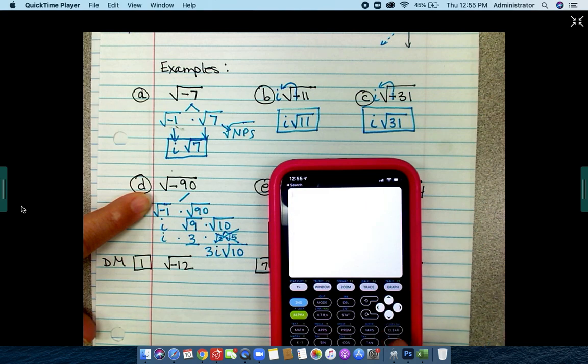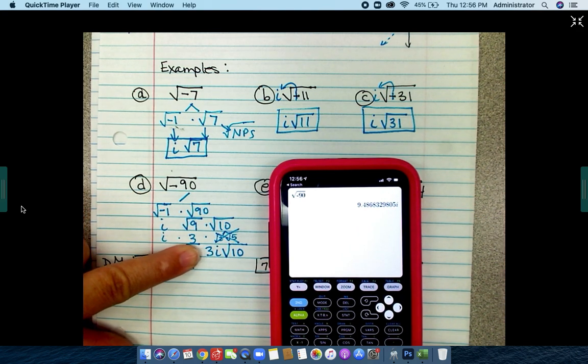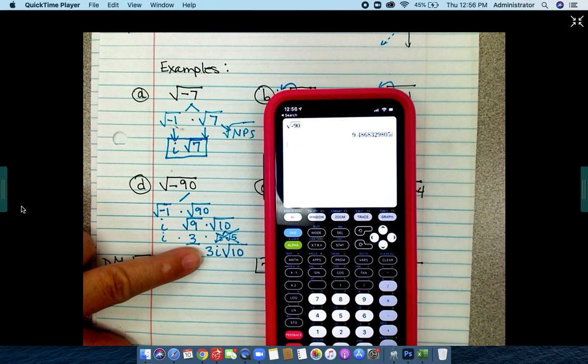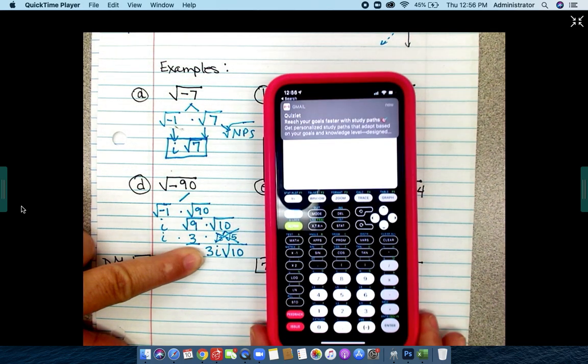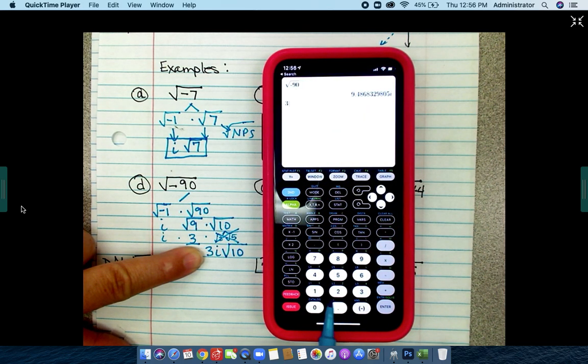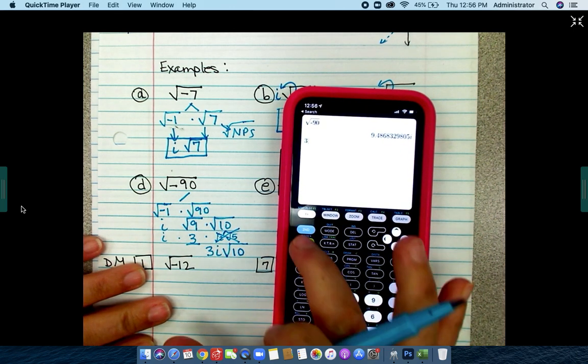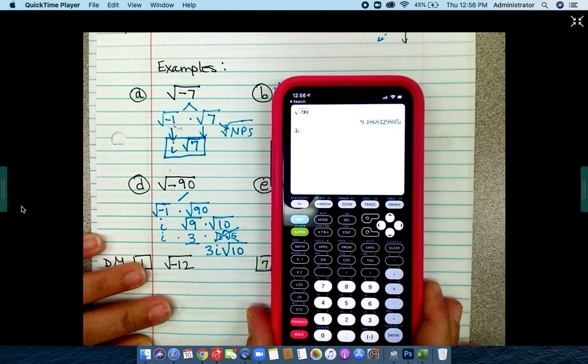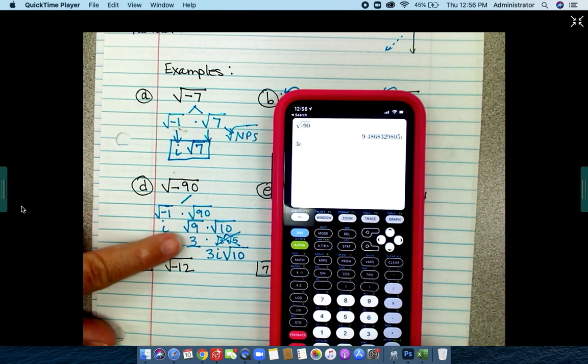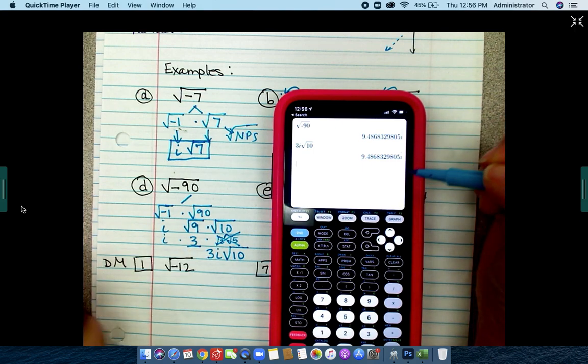Square root of negative 90, and that's the approximated value. Now, to verify my answer, if I want to type in 3i square root 10, I would say 3. The i is located here above the decimal. If you look at your keyboard, there's an italicized i right here above the decimal. So we're going to hit second and then the decimal to get i, and then type in the square root of 10. And notice we get the exact same value.